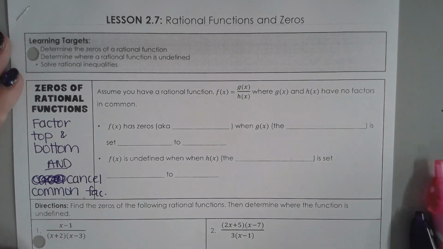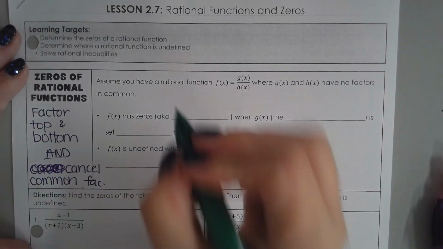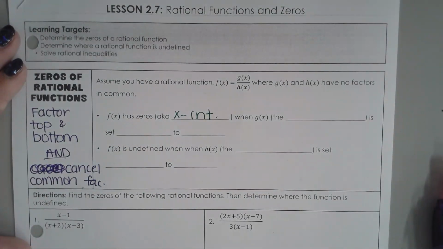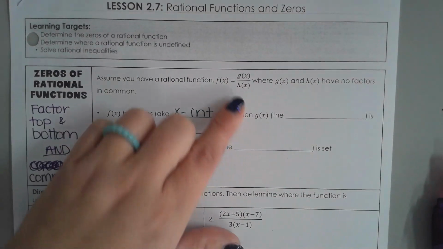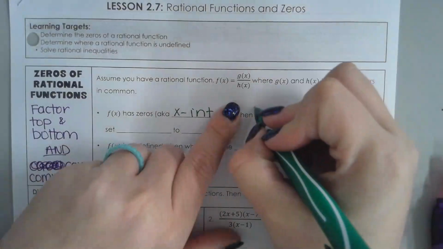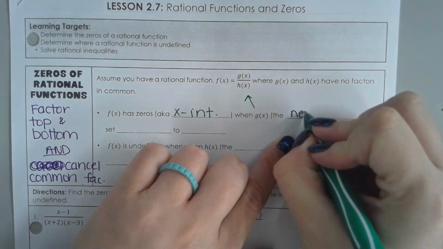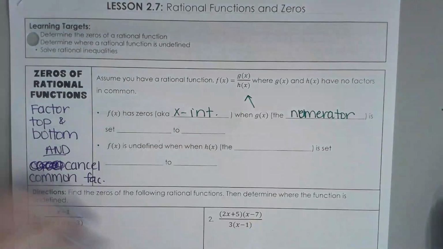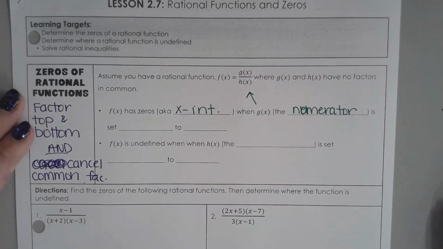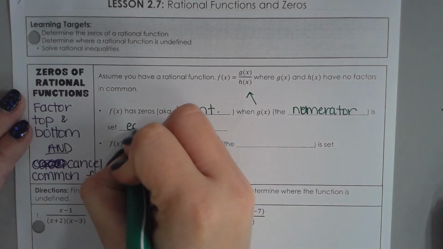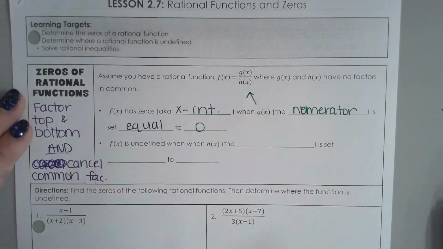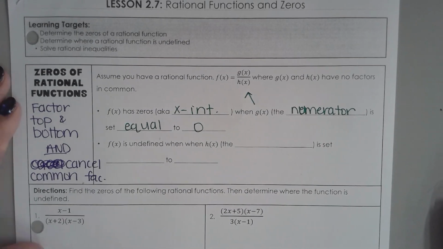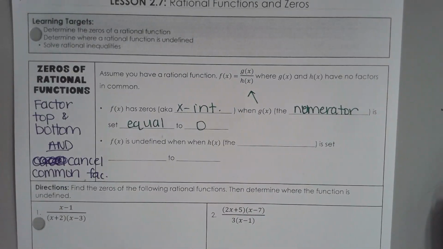So to find the zeros, also known as the x-intercepts, that is when g of x, which if you look up here, that's the numerator. I cannot spell today. N-U-M-E-R-A-T-O-R. Numerator. So you set the numerator equal to 0. Every factor that's left over in the numerator, set them equal to 0. That gives you your x-intercepts.